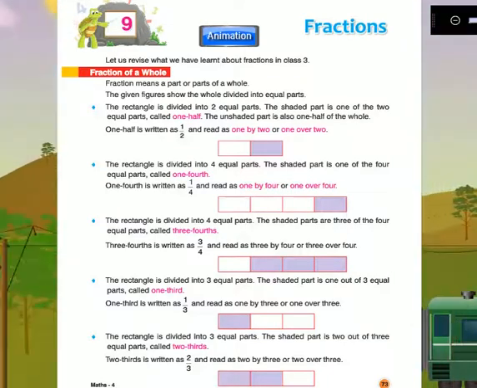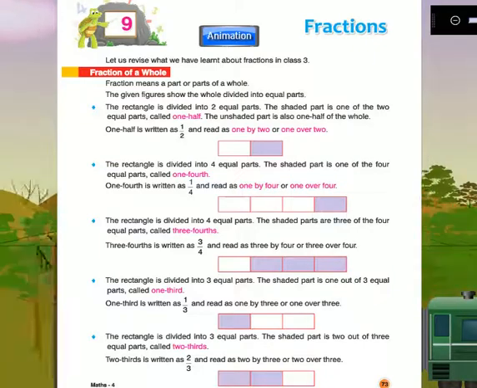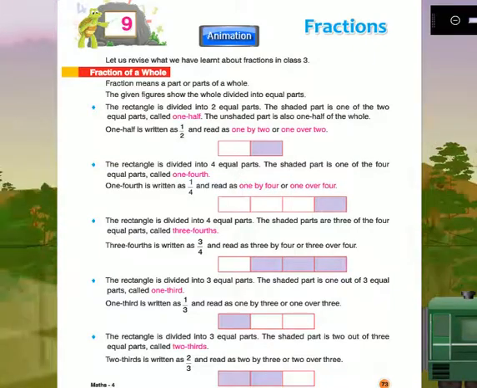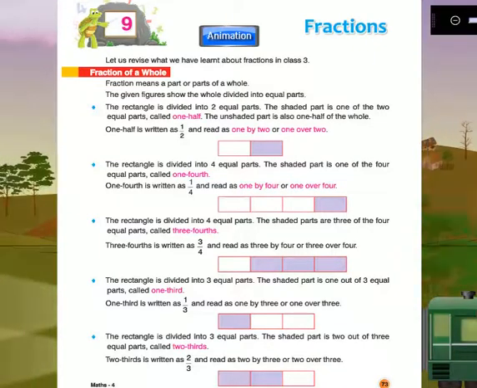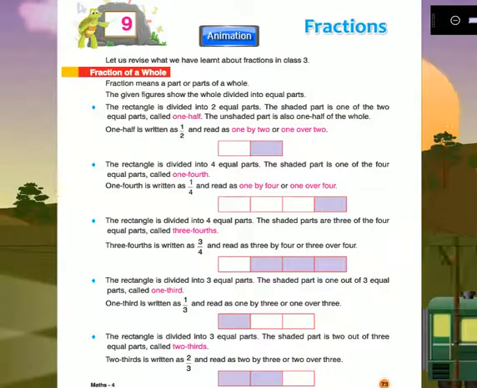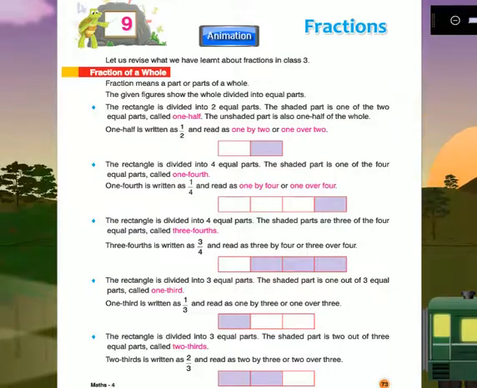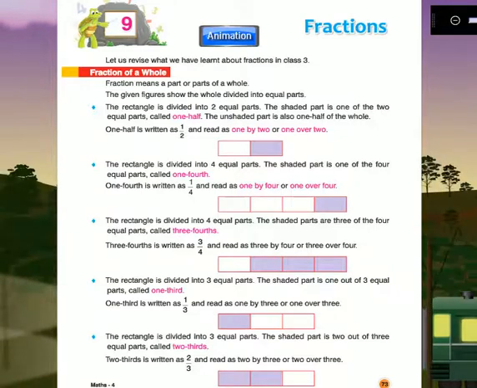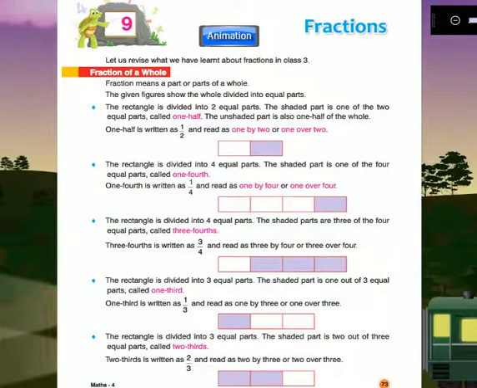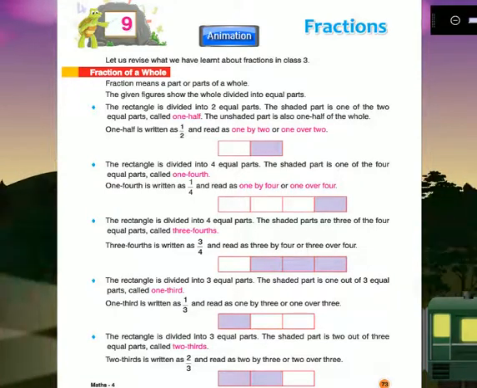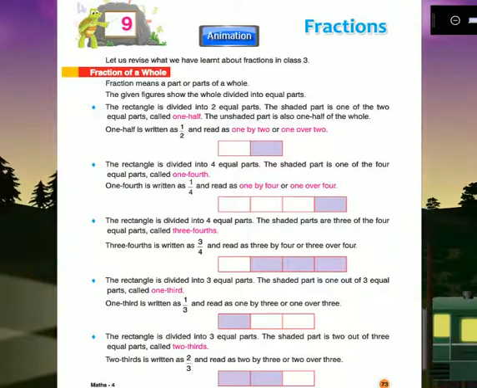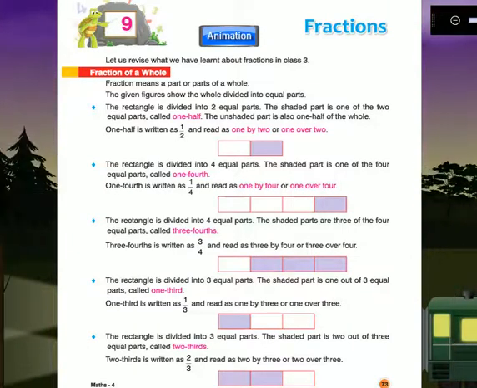The rectangle is divided into two equal parts. The shaded part is one of the two equal parts, called 1/2. The unshaded part is also 1/2 of the whole. 1/2 is written as 1/2 and is read as one half or half.